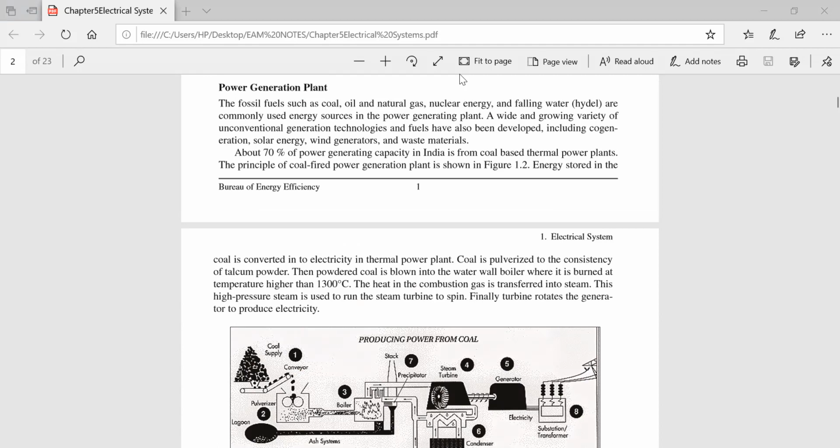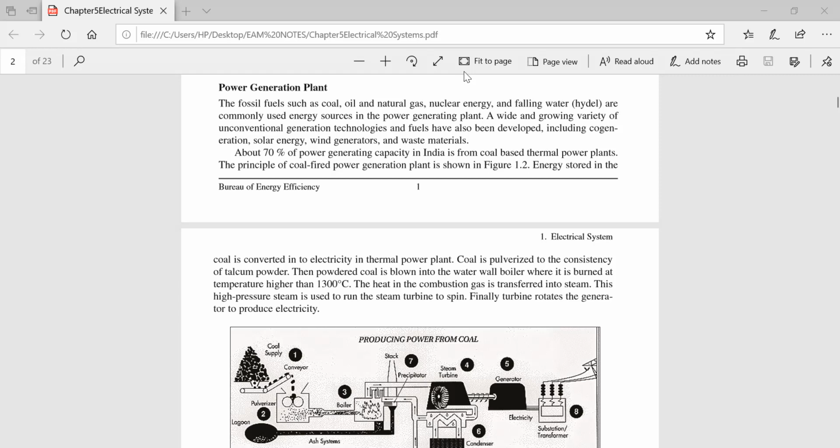So these are the fossil fuels which we are talking about: coal, oil, natural gas, and nuclear energy. And these are the fuels which are the main generating sources in the power plant. About 30% is other, if you're talking about unconventional generation technologies. In that we are talking about cogeneration, solar energy, wind generators, and waste materials.